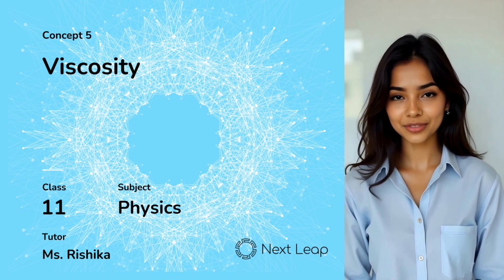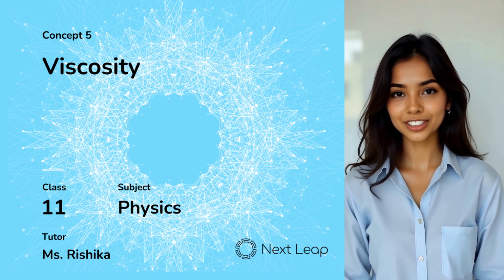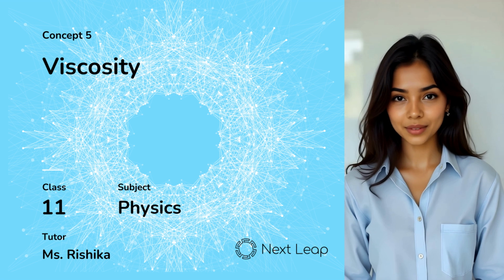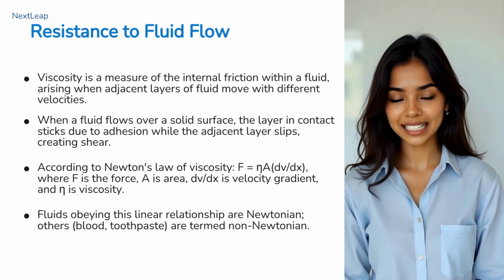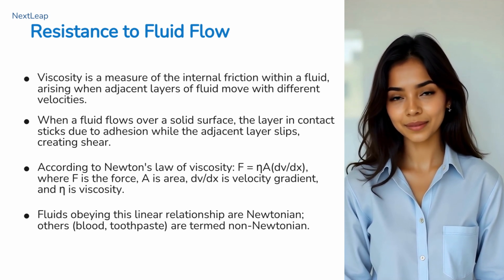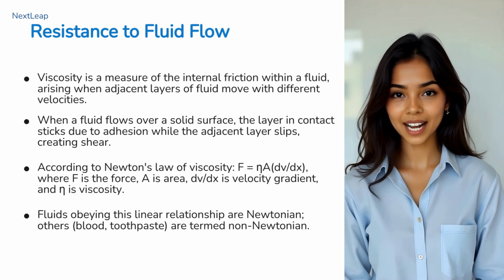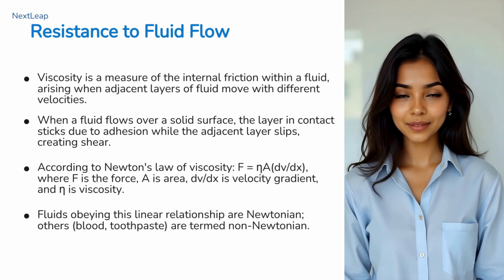It's what resists layers of the fluid from sliding past one another smoothly. When different layers in a fluid try to move at different speeds, they rub against each other, just like trying to slide one book over another on a table. Now, when a fluid flows over a solid surface, the layer right against the surface tends to stick because of adhesion, kind of like glue. Meanwhile, the next layer glides over that, creating a kind of shear or sliding force between them.